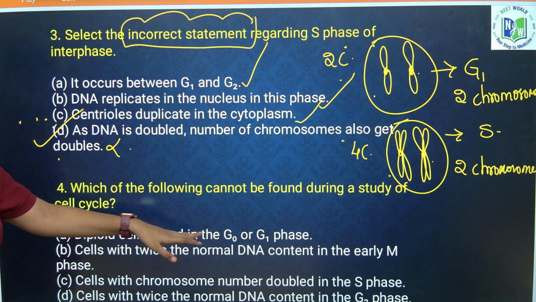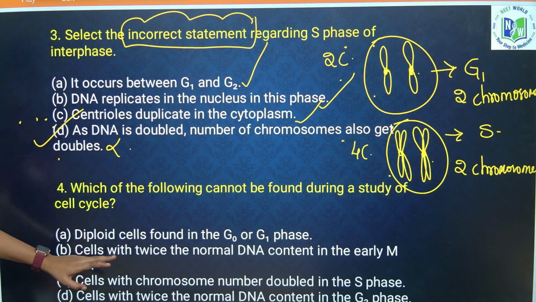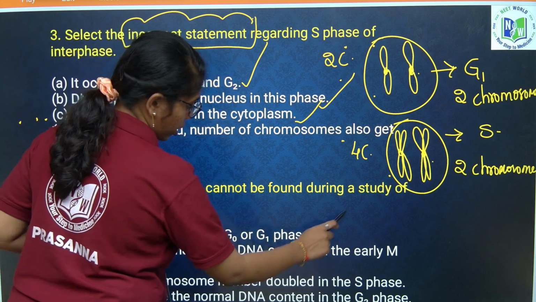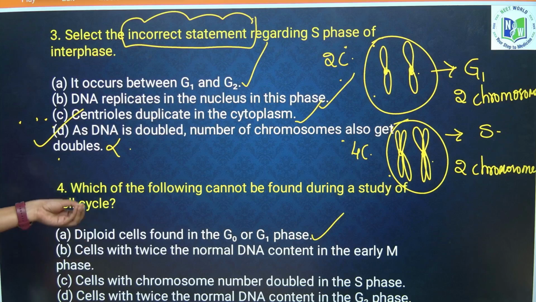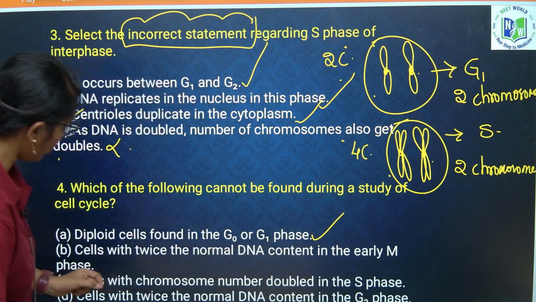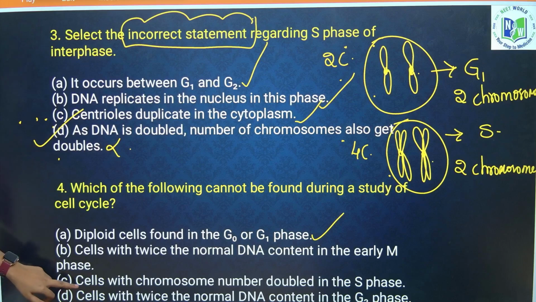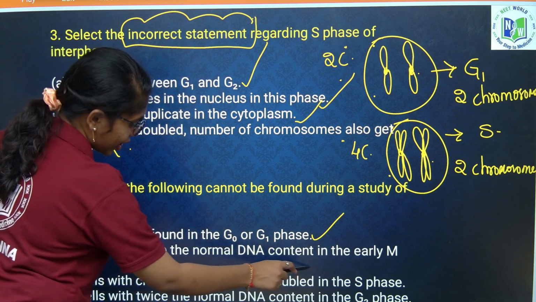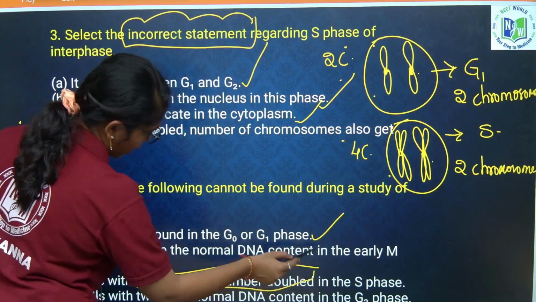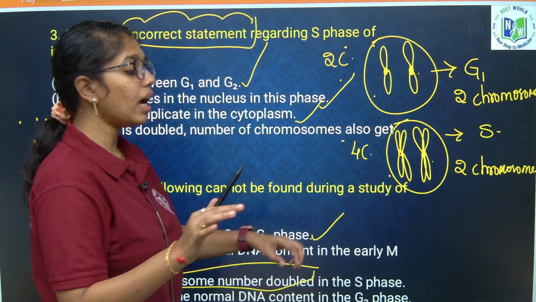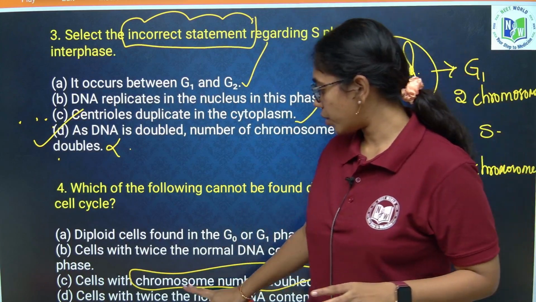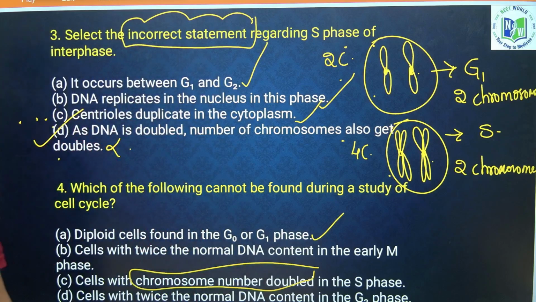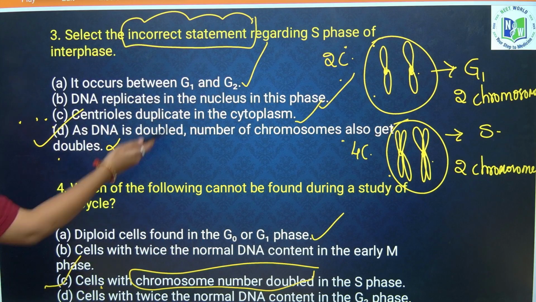The diploid cells found in G0 and G1 phase? Yes, we can identify whether diploid or haploid cells are present. Cells with twice the normal DNA content in the early M phase. Next option, cells with chromosome number doubled in S phase. Just by looking at this term, you can easily identify that chromosome number will never double in S phase, only DNA content gets doubled. So option C is the answer, because this never happens in the cell cycle.